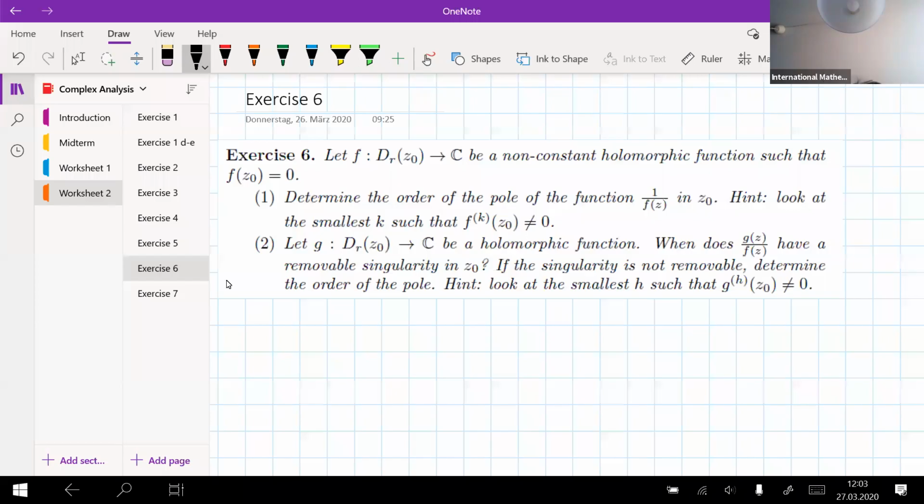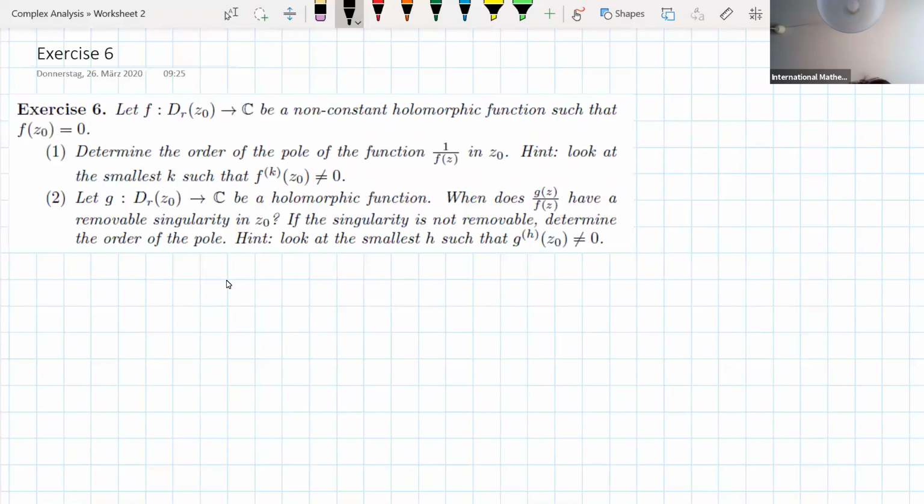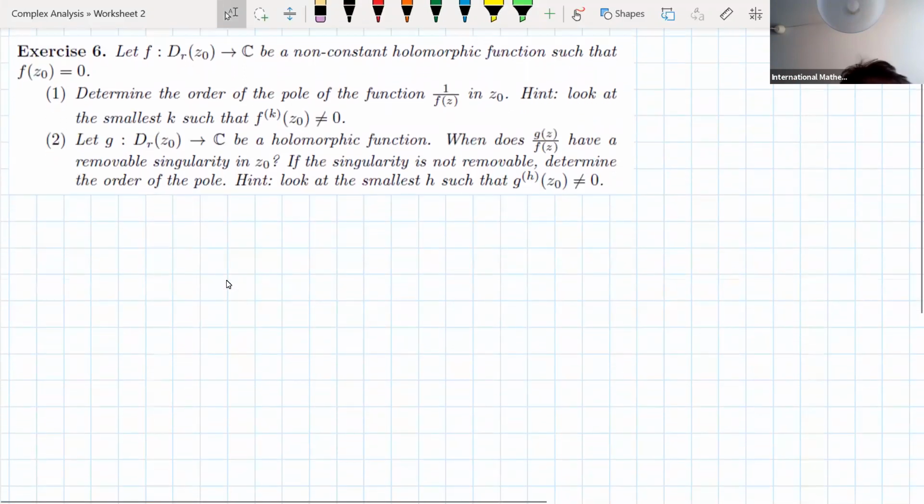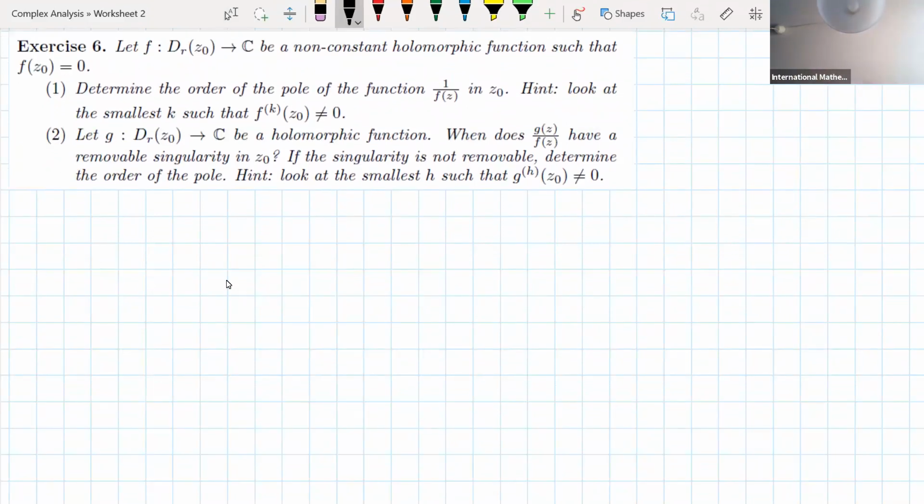In this video, we are going to solve exercise 6 from worksheet 2. Let me read the statement of the exercise. We have f, a non-constant holomorphic function in a disk around z0, and we know that this function is 0 at z0. And then we consider now the function 1 over f of z.